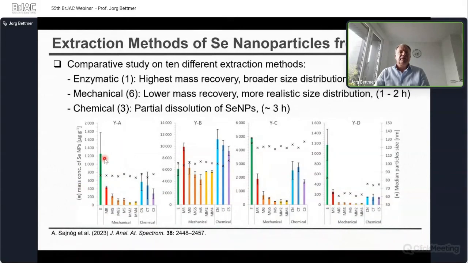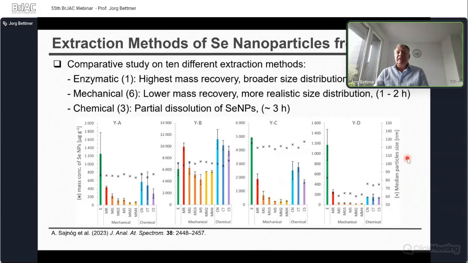Basically, the green column represents the enzymatic one, and it is usually much higher in comparison to the other approaches. However, on the right, the medium particle size, not taking into account the distribution, you see that between the different approaches you have a relatively good agreement, at least for the first 3 samples. For the 4th one, obviously the chemical method provides much higher medium particle sizes.